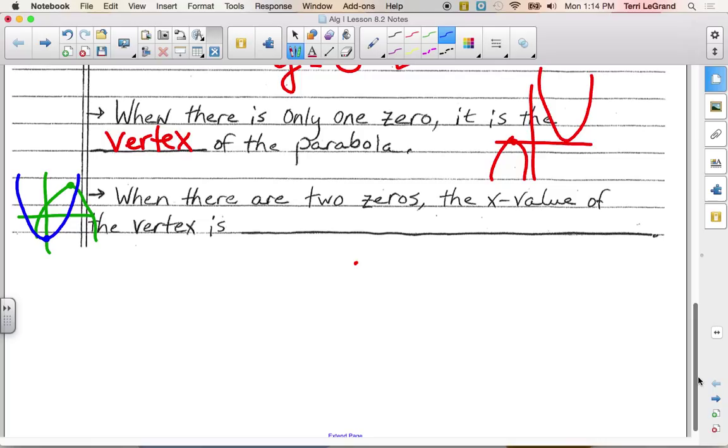What's true about the vertex between any pair of points that are symmetric to each other? It's the middle, isn't it? It's the middle. So it should be halfway. So the x value of the vertex should be halfway between the zeros. When there are two of them, the x value of that vertex should be halfway between those zeros. Let's try and see if that works.